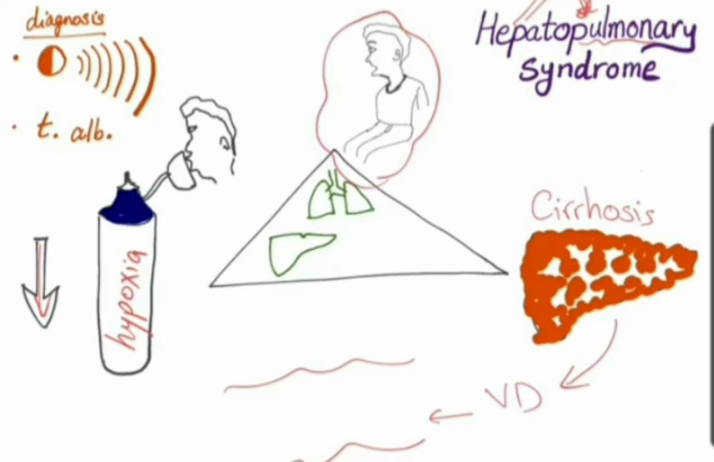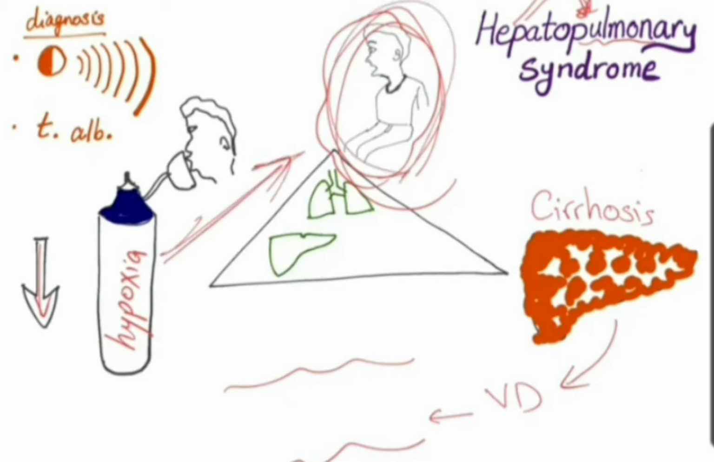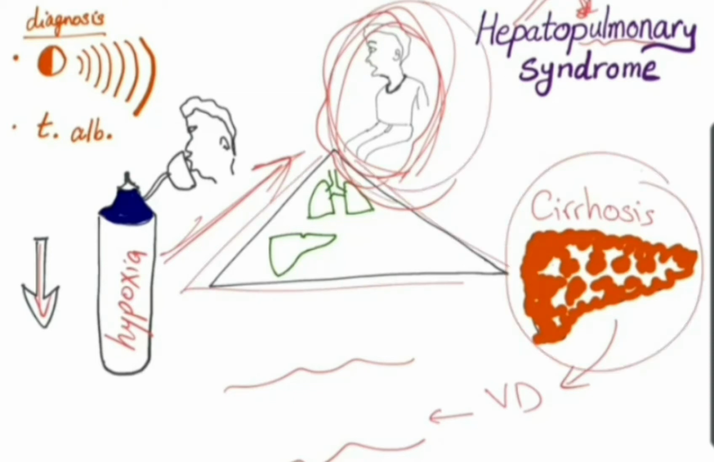The patient has dyspnea on sitting up, and this dyspnea may disappear when he lies back down on the bed. This is called platypnea, and orthodeoxia because there is hypoxia in the upright position. So this is the triad of hepatopulmonary syndrome: you have cirrhosis, a patient with orthodeoxia or platypnea, and also hypoxia.